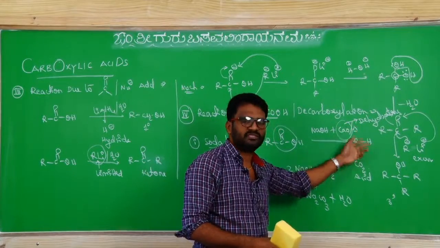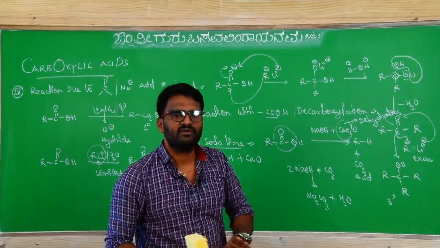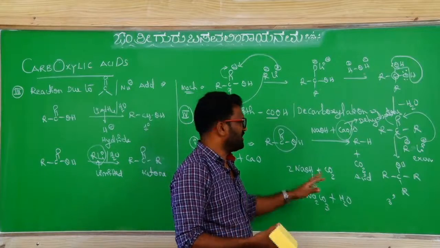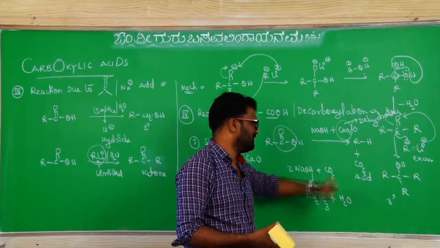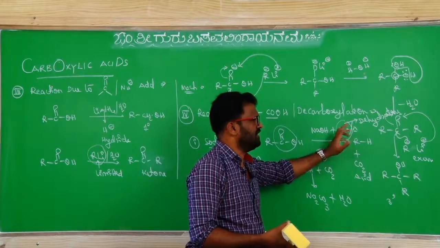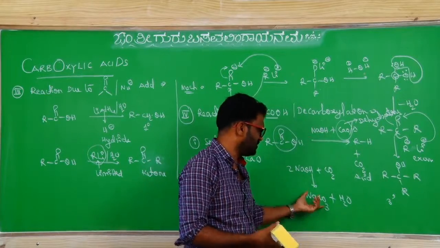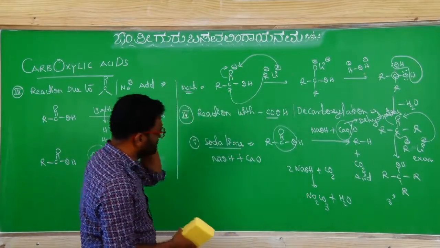If you have moisture, carbon dioxide reacts with it and you will get carbonic acid. It will again be liquid, and separating this is very difficult. That's why calcium oxide acts as a dehydrating agent, and the role of NaOH is to remove carbon dioxide. This is soda lime.